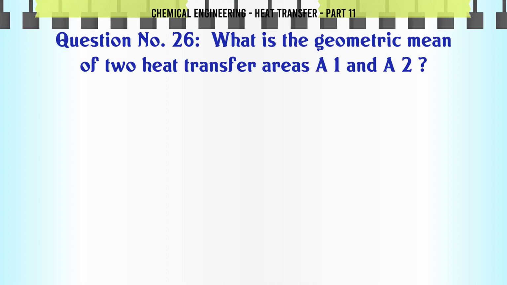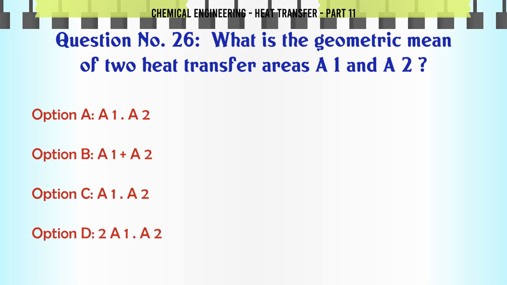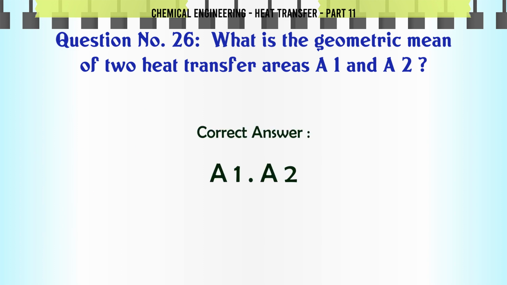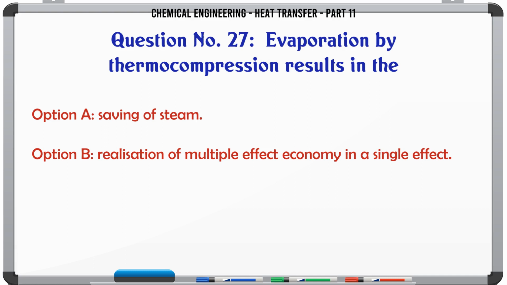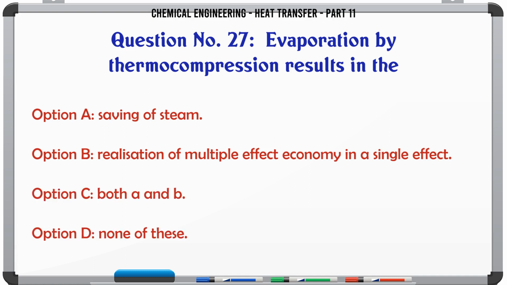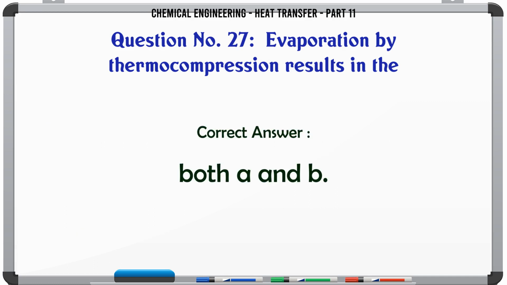What is the geometric mean of two heat transfer areas A1 and A2? A. (A1+A2)/2, B. A1A2, C. √(A1A2), D. 2A1A2/(A1+A2). The correct answer is √(A1A2). Evaporation by thermocompression results in A. Saving of steam, B. Realization of multiple effect economy in a single effect, C. Both A and B, D. None of these. The correct answer is both A and B.